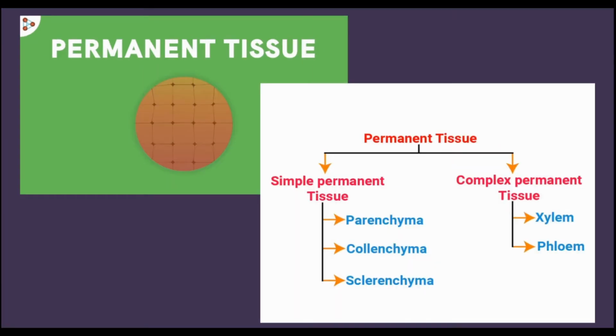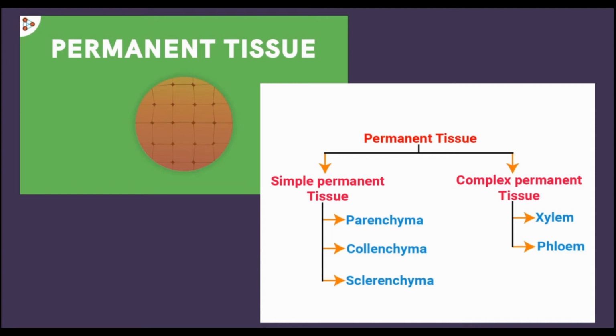Next is permanent tissue. New cells formed by division of meristematic tissue lose their ability to divide and start to perform a specific function at a specific place. Thus, they permanently acquire a specific structure, shape and location and perform a specific function. This is called differentiation, and permanent tissues are formed from these differentiated cells.